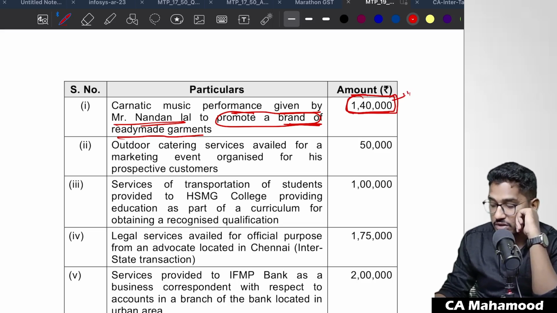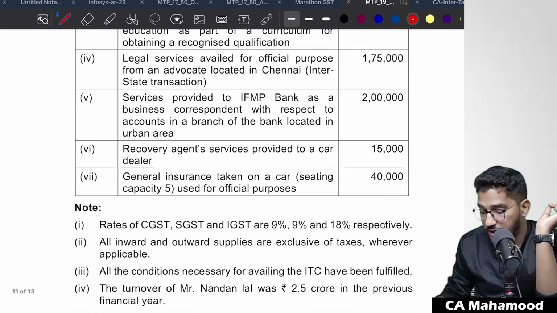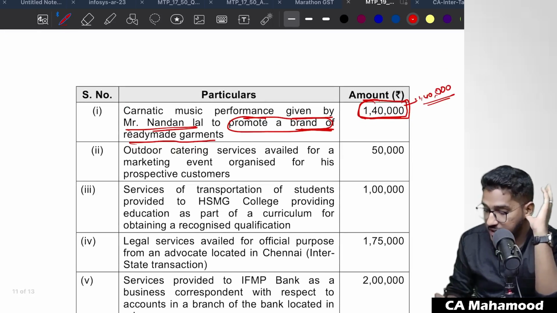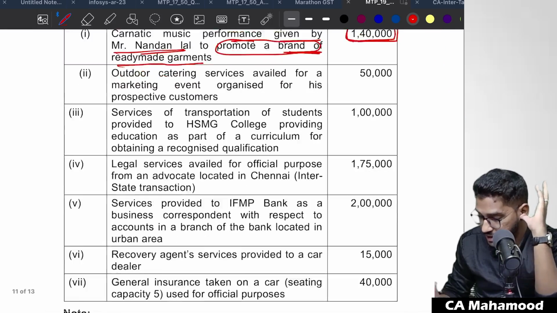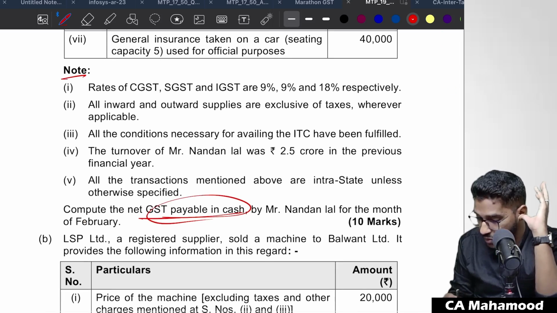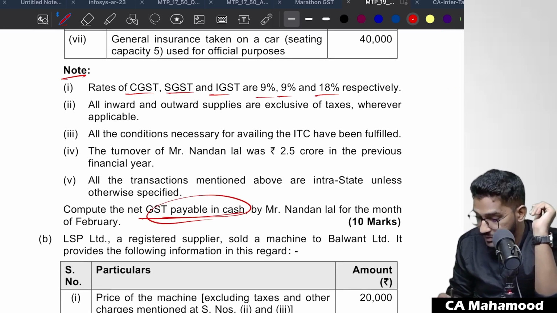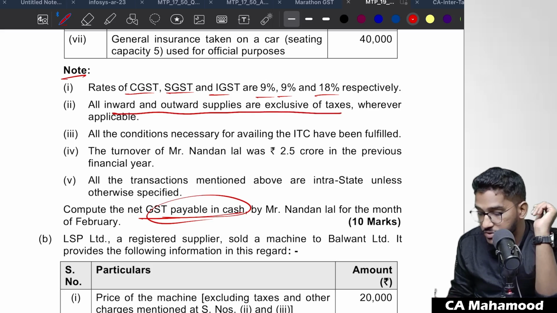So this 1,40,000 rupees will be an output tax on that. This will be an outward supply. GST will be there. But they did not mention whether it is interstate or intrastate. Let us see whether anything extra they have mentioned in the note. Rates of CGST, SGST and IGST are 9, 9 and 18. Okay. All inward and outward supplies are exclusive of taxes.